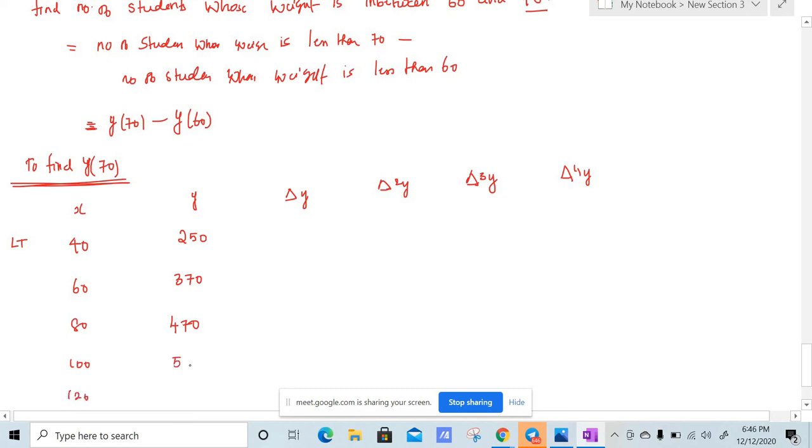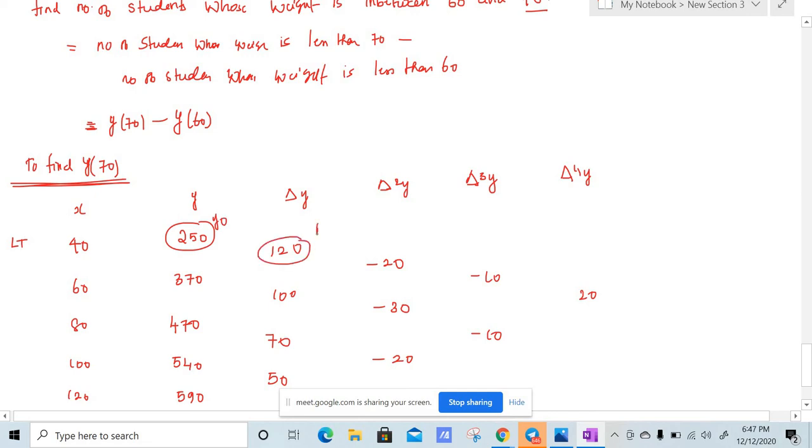So it will be 540, and it will be 590. Now again, similar to the previous problem, just fill the difference table. So it will be 120, 100, 70, 50, and this is minus 20, minus 30, minus 20, minus 10, minus 10, and this is 20. This is y naught, this is del y naught, this is del square y naught, this is del cube y naught, this is del power 4 y naught, and this is x naught.